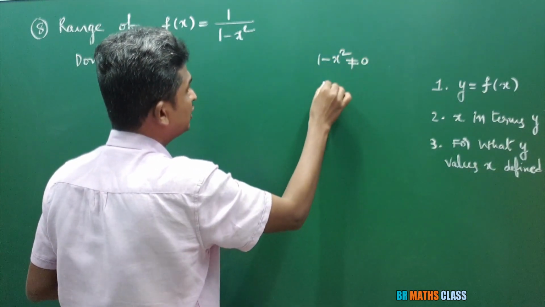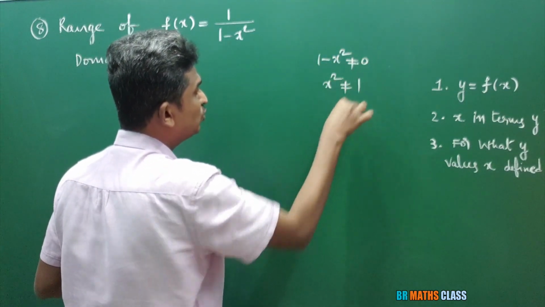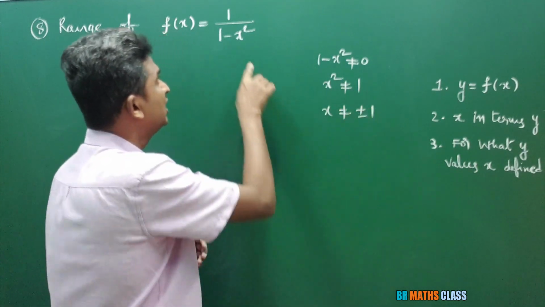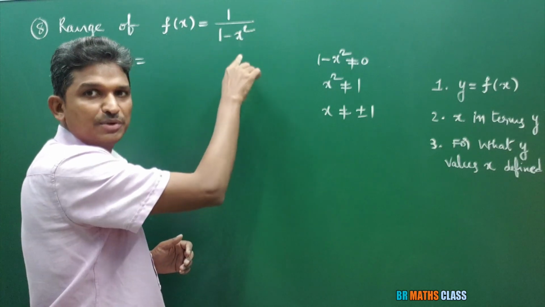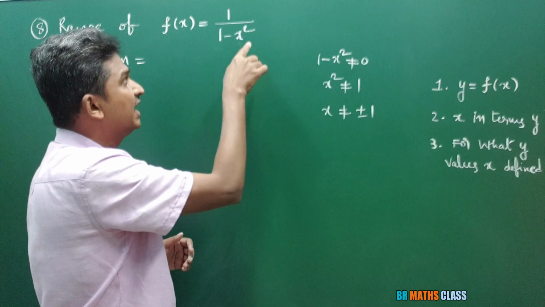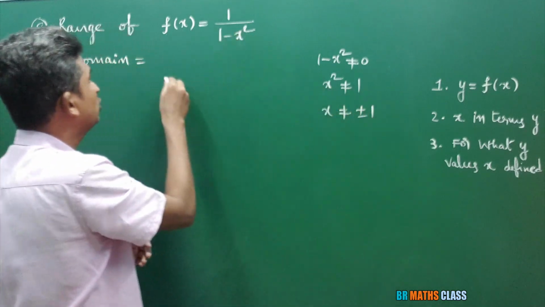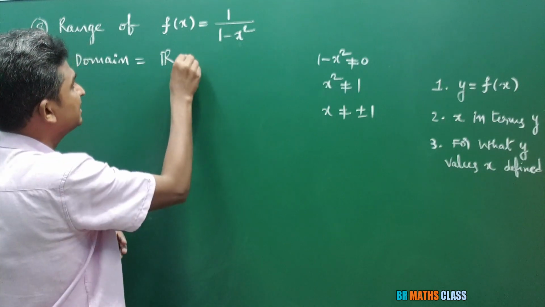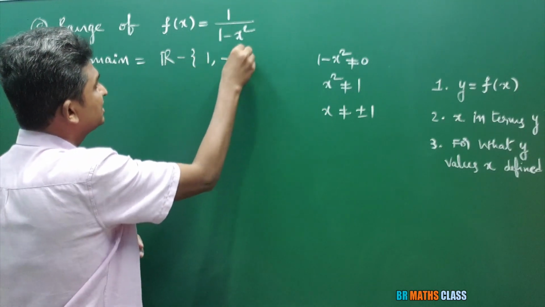1 minus x square not equal to 0 means x square is not equal to 1. If x square is not equal to 1, that means x is not equal to plus or minus 1. If x is plus 1, the denominator is becoming 0. If x is minus 1, then the denominator is becoming 0. So I need to remove these values from the domain. So what is the domain of this function? Domain of this function is all real numbers except plus 1 and minus 1.